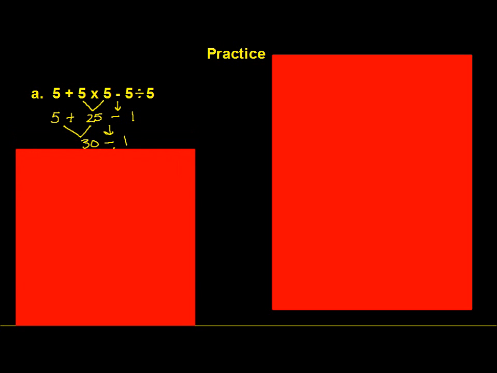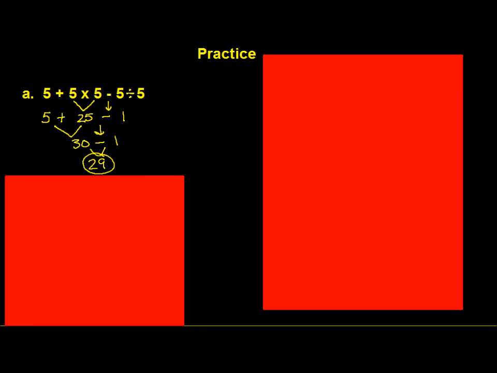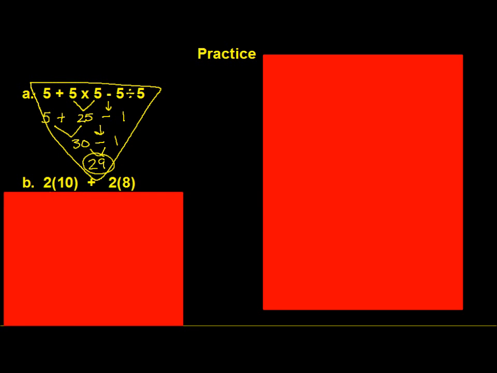Then we did the addition and subtraction. 5 plus 25 is 30. Brought down my subtraction, my number, and then 30 minus 1 is 29. And notice that I didn't really try to do extra steps within that problem, so I get, again, this nice looking upside down triangle. Letter B, 2 times 10 plus 2 times 8.